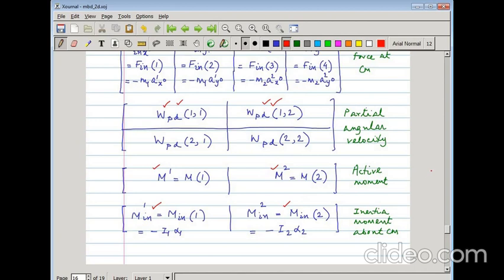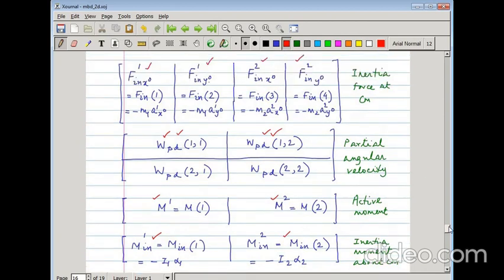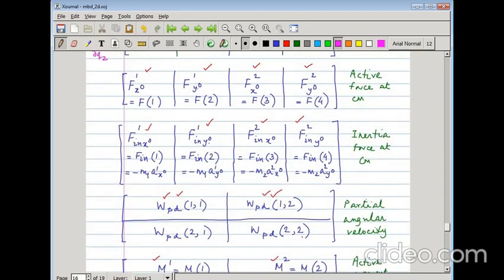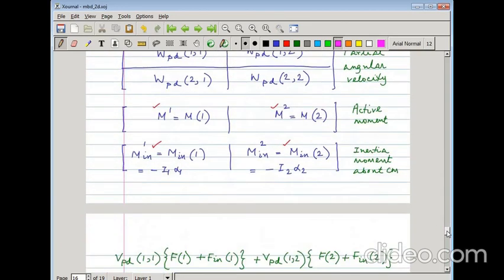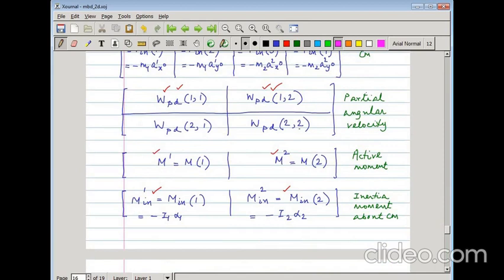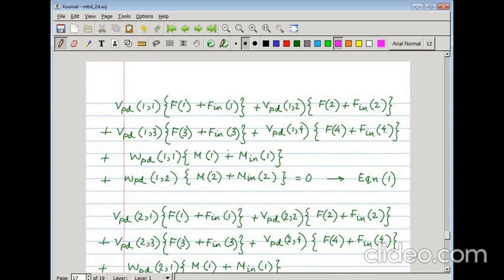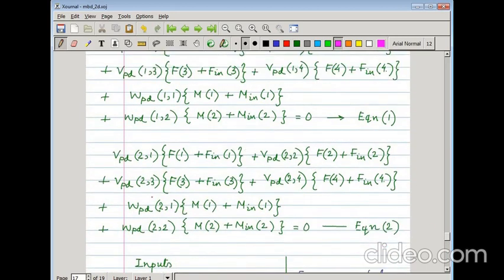So that gives you the first equation, and when you repeat that for this, the second row of this with this and this, the force part is complete. Then the second row of partial angular velocity with this, and equate it to 0, you get the second equation. So this is the first equation, and this is the second equation.